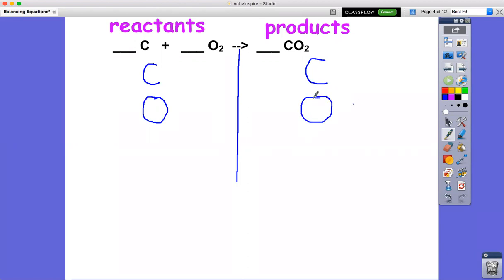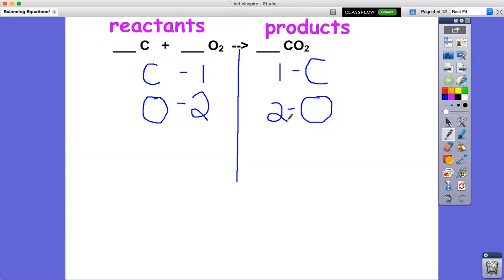Okay, so how many carbons do I have? Good, Cameron. Good, Amaya, Sanaya, Olivia, good. Okay, I've got 1. How many oxygens? Right, good. All right, everybody's getting that right. Okay, now let's look on the product side. How many carbons do I have? Right, excellent answers. And how many oxygens do I have? Beautiful.